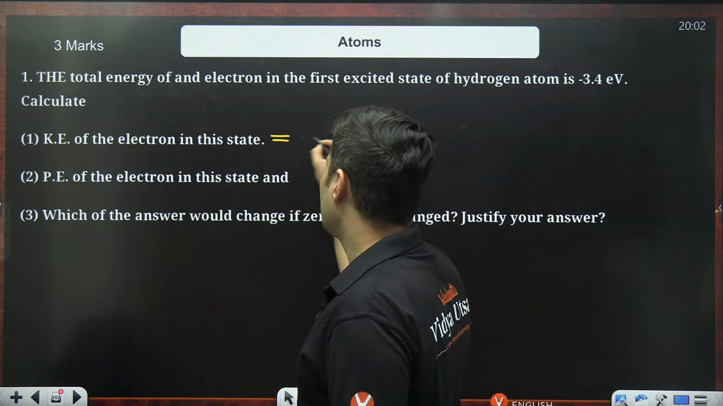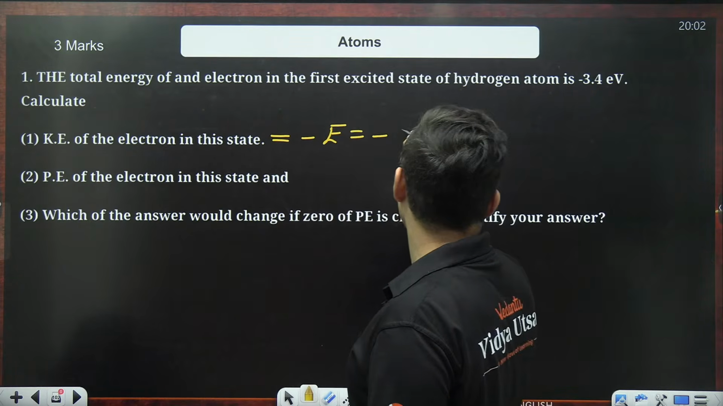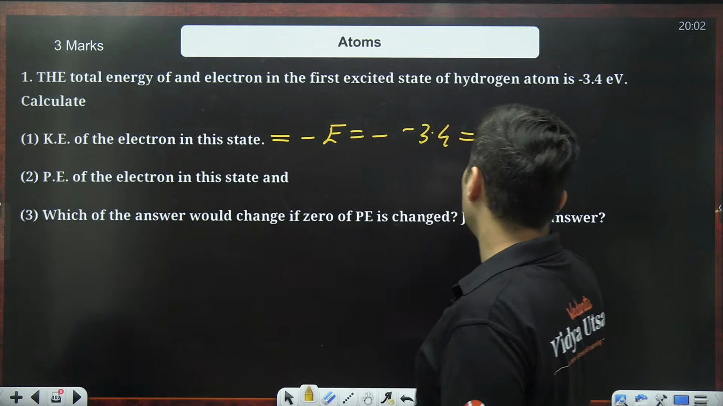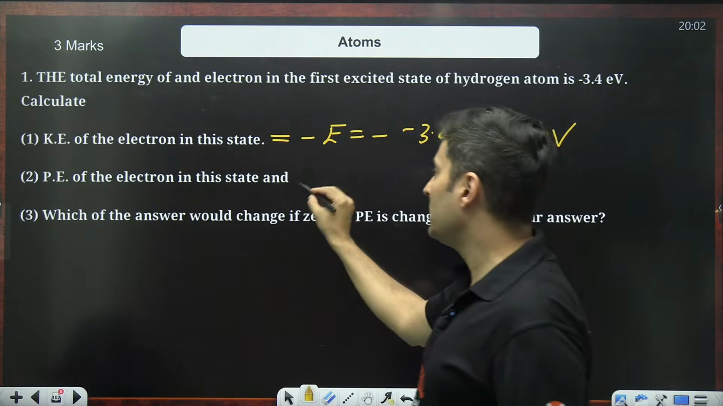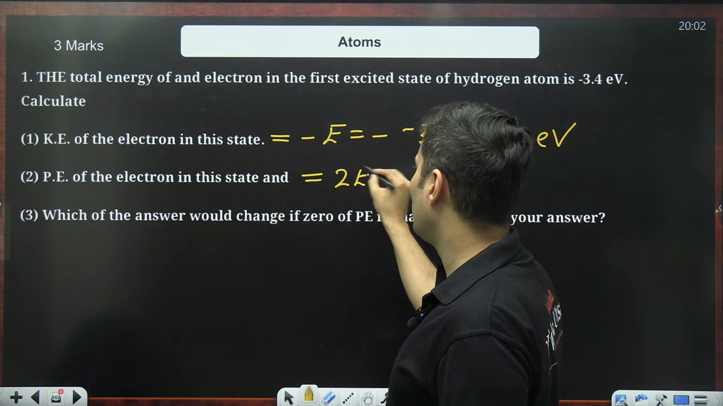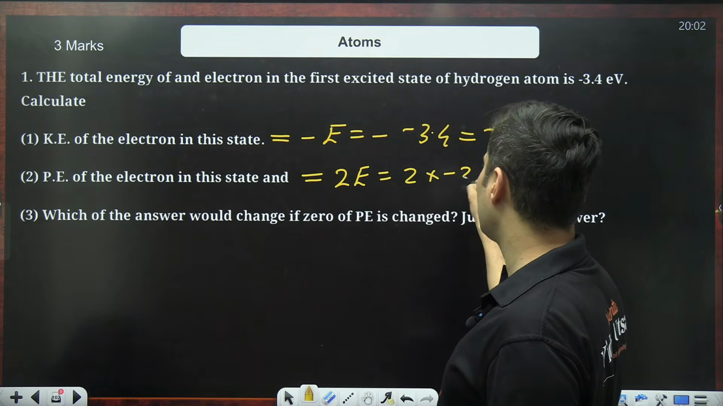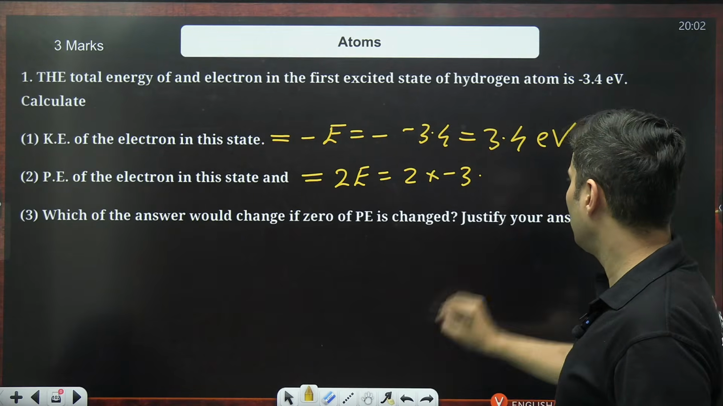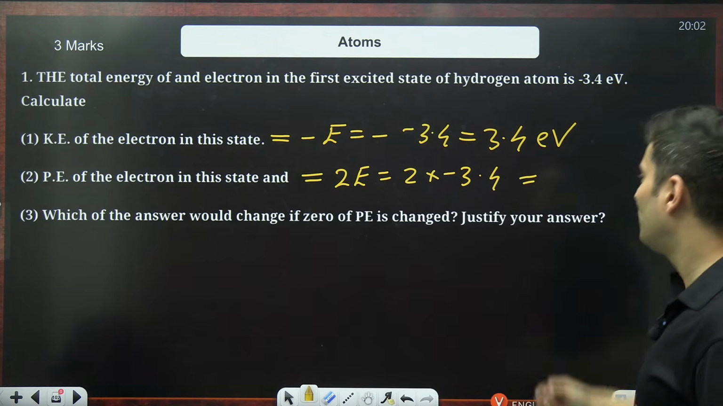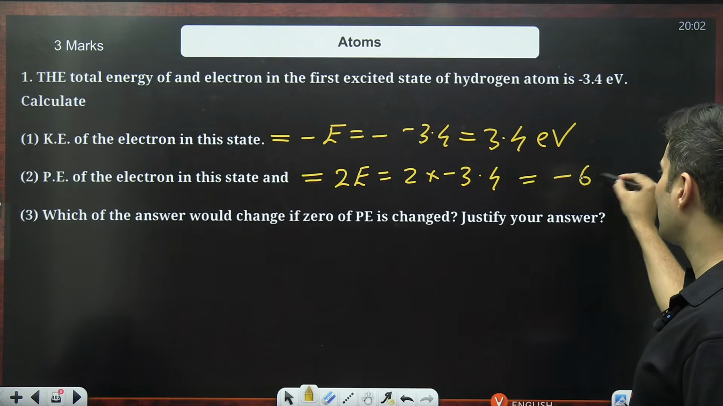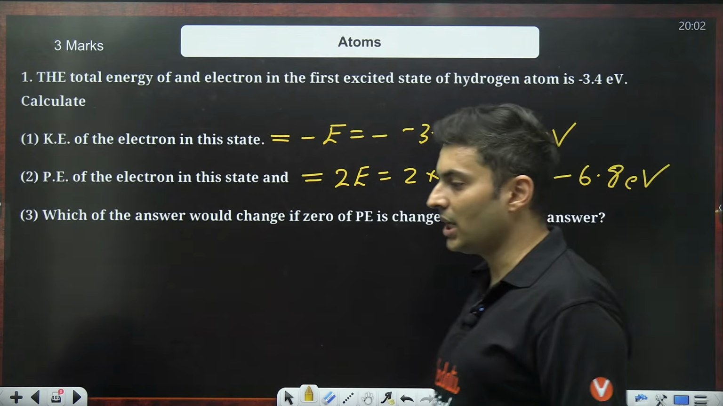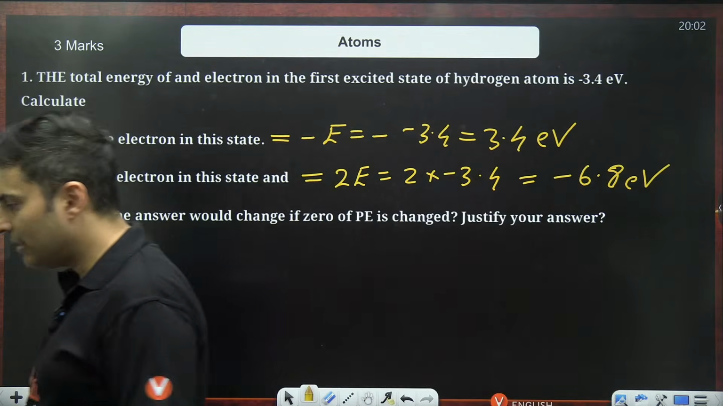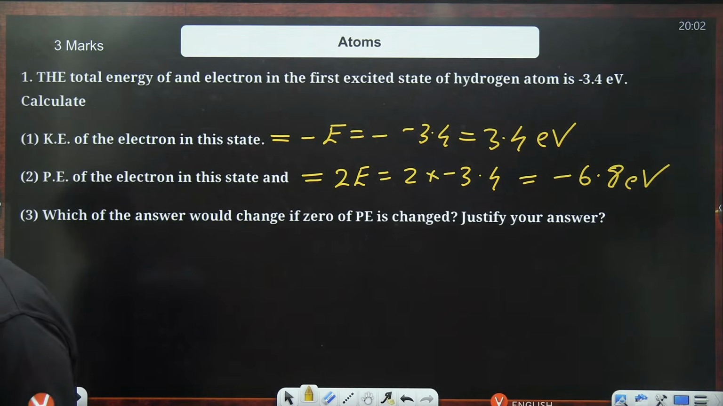Kinetic energy is negative of total energy, so negative of minus 3.4 will be just 3.4 electron volt. Potential energy is 2 times of total energy, so it will be 2 times of minus 3.4. So this will be nothing but minus 6.8 electron volt. That is the potential energy. Is that right, my dear warriors? Very good. Yeah, these formulas you should know.